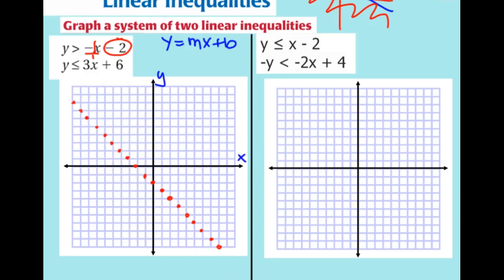So there's that line. Reminder that if we have less than or equal to or greater than or equal to, that's going to be a solid line. If we have just less than or greater than, it would be a dashed line.